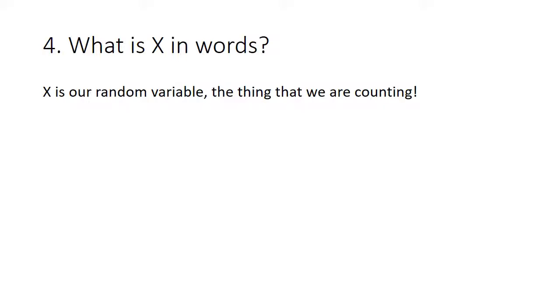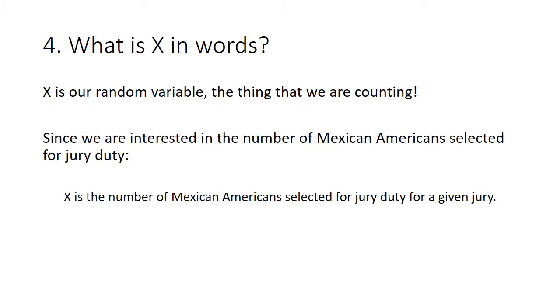What is X, our random variable, in words? Remember that our random variable is whatever it is that we're counting. We are counting the number of Mexican Americans selected for jury duty on a specific jury. So X is the number of Mexican Americans selected for jury duty.